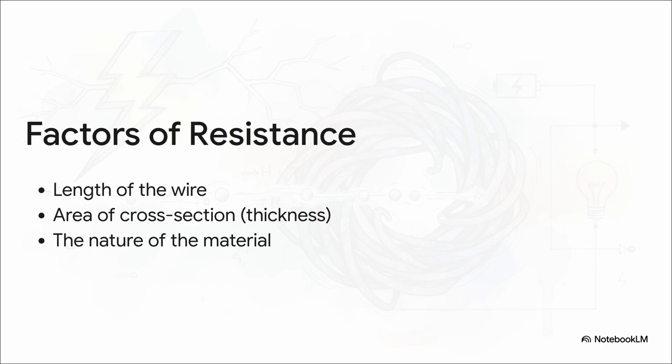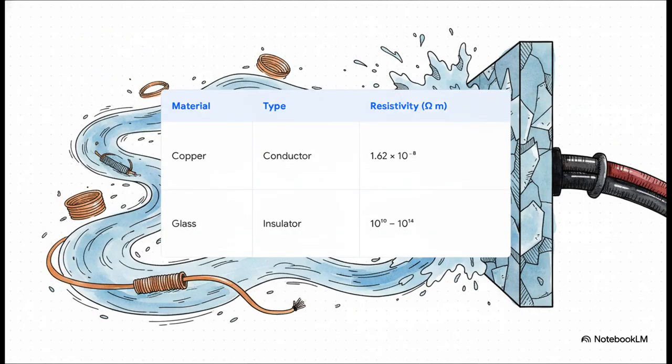And finally, and this is a big one, the material the wire is made of. And let me tell you, the material makes a massive difference. Here we're looking at something called resistivity, which is just a material's natural built-in resistance. Look at copper. It's a fantastic conductor, and its resistivity number is tiny, incredibly low. Now look at glass, an insulator. Its resistivity number is astronomical. It's gigantic. This is exactly why we make wires out of copper and then we wrap them in plastic or rubber. One lets the river flow and the other keeps it contained.